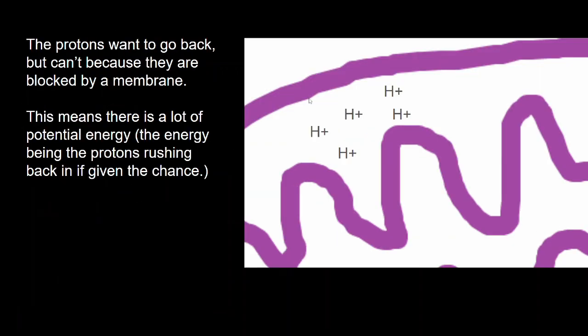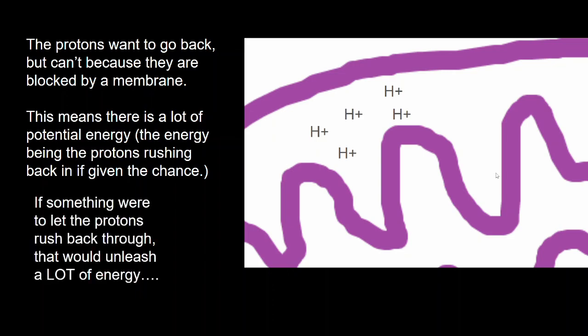So now what we have is a bunch of protons floating around our intermembrane space, and they really, really want to rush back in and even out how many protons are on either side. And that means that there's a lot of potential energy that could be harnessed right now. Because if these protons were given a chance, they would rush back in, releasing a lot of energy.